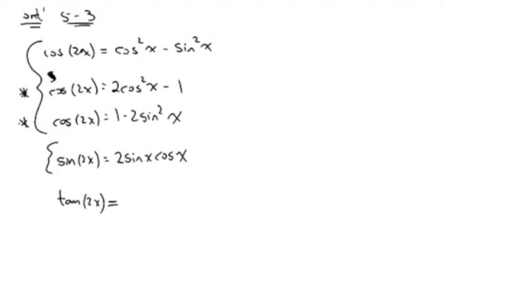All three of these are equal to each other. Obviously, they're all equal to cosine of 2x, so therefore they're all equal to each other. Transitive property or something silly like that. All right, how would I prove tangent of 2x?